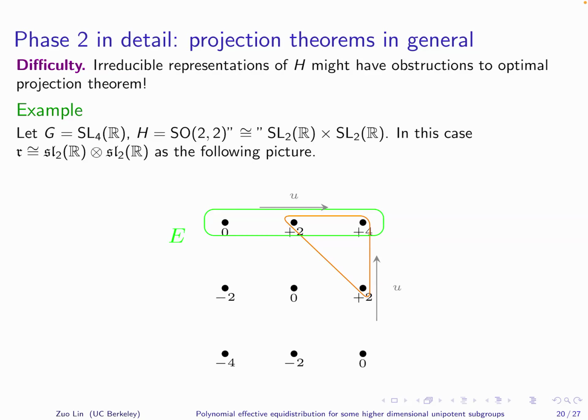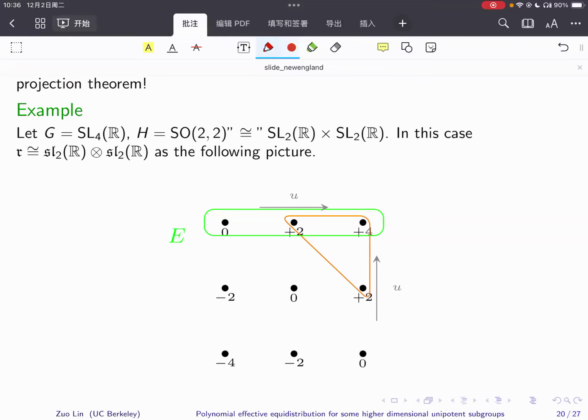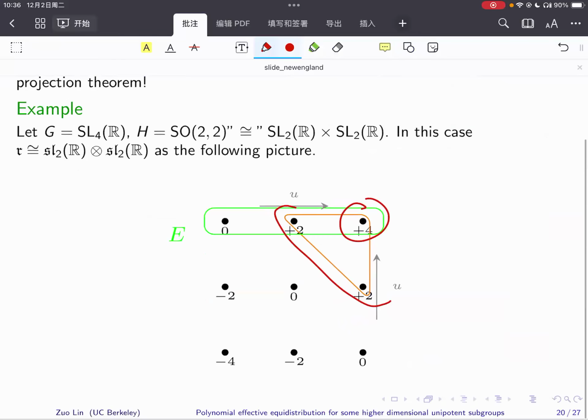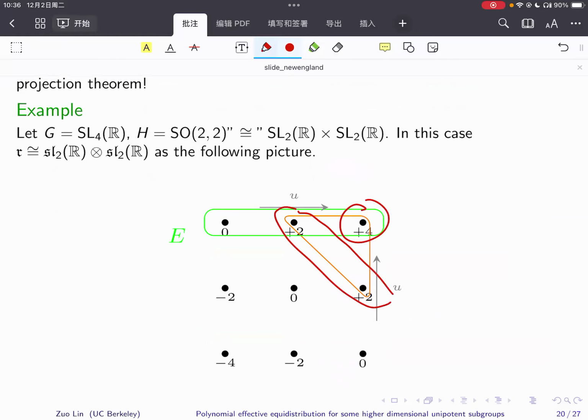In this case, you can compute that the complement is a 9-dimensional representation, and it is the tensor product of adjoint representations of SL2. So in this case, the weight space behaves as in the picture below. You have 4 here and 2 here, and 0, -2, and -4. In this case, the unipotent is shearing everything right and up.